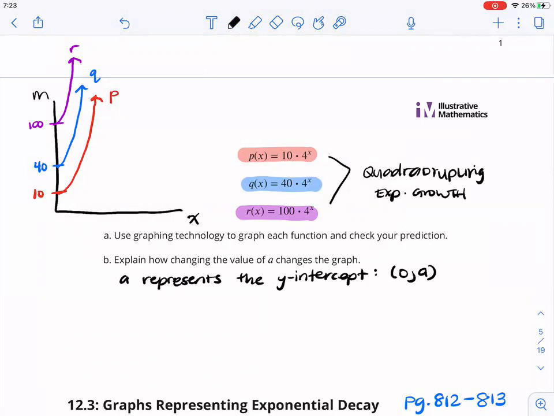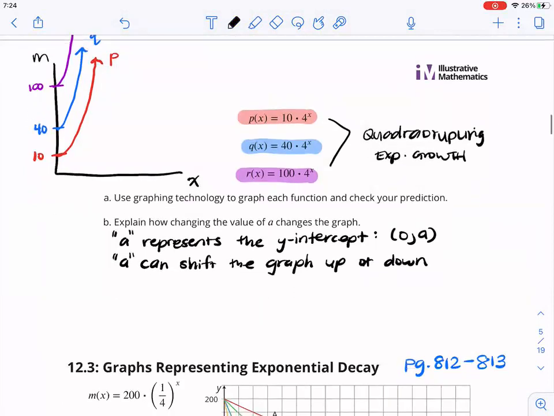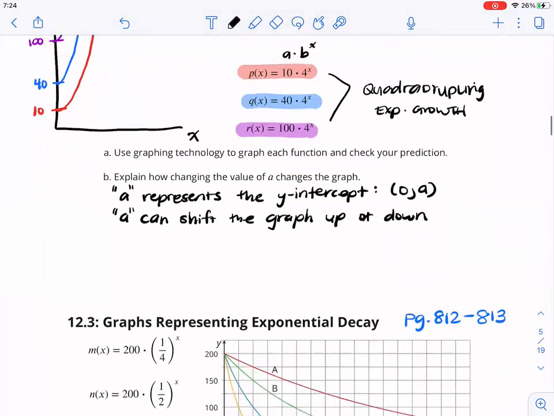Okay. Another thing that you need to note is that A shifts the graph up or down depending on the value. It kind of gives us a vertical shift. And let's notate A as the initial value. Remember, our equation is always A times B to the X. And feel free to write down any other patterns that you see.